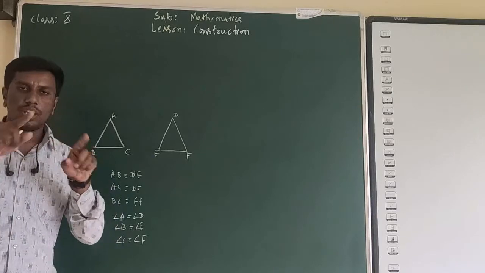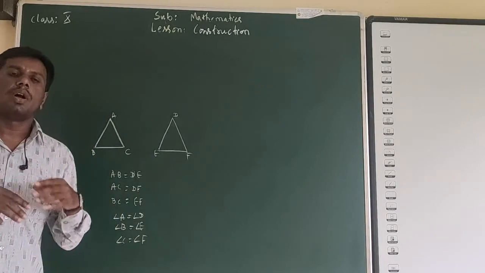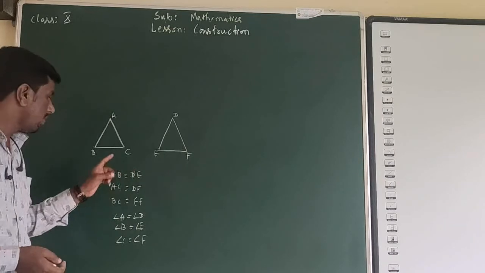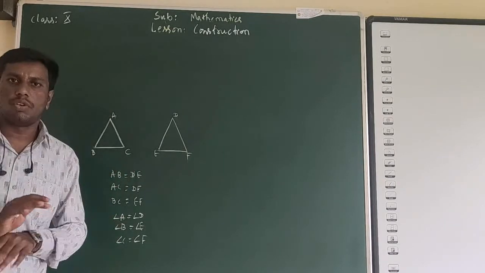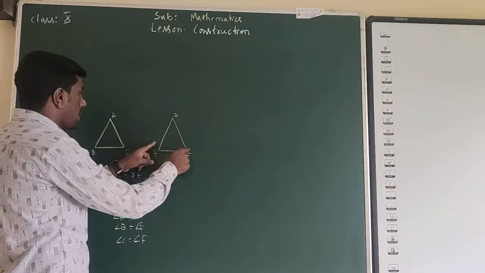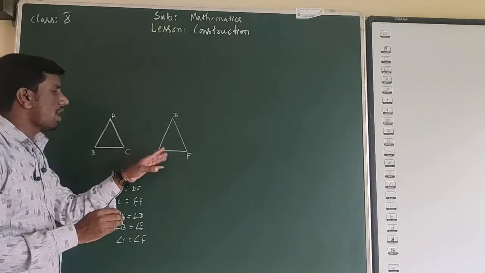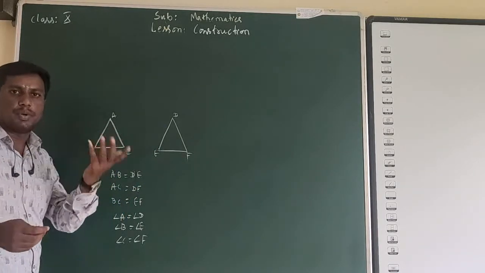That is, if all the three sides are equal, then also it is congruent only. No need to check with the angle. Of course, angles are equal. If these three sides of one triangle are equal to the three sides of another triangle, then definitely those two triangles are congruent. So that is about the SSS rule.